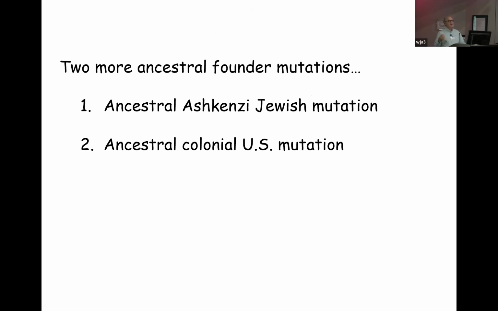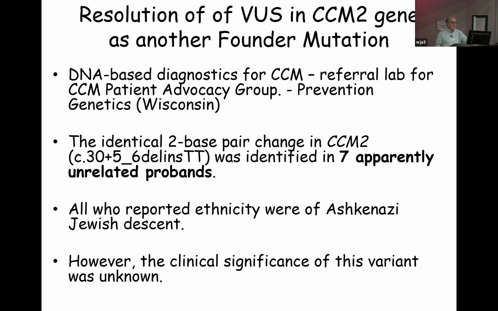So I want to tell a little bit of a story about 2 more ancestral founder mutations. I'm a human geneticist, sorry. But it tells a little story of how these mutations can spread through population groups. The first we're going to talk about is this Ashkenazi Jewish mutation.